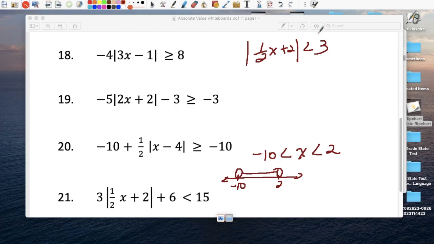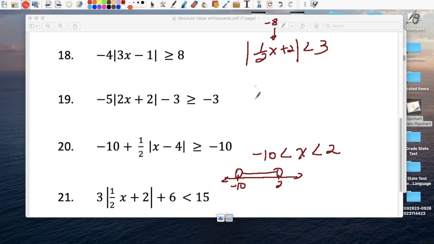So let's pick a number. Let's just try it out. Let's pick a number that's easily divided by 2. Let's pick negative 8. So let's plug in negative 8. If I replace x with negative 8, multiply it by half, I get negative 4. Negative 4 plus 2 is negative 2, and the absolute value of negative 2 is less than 3.